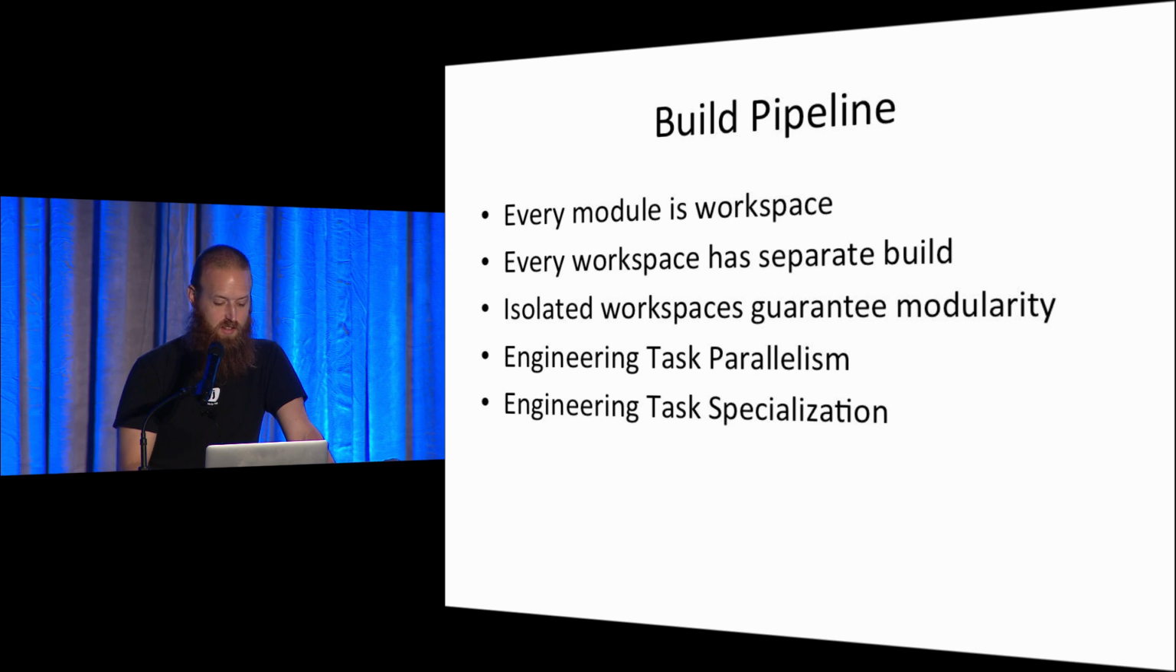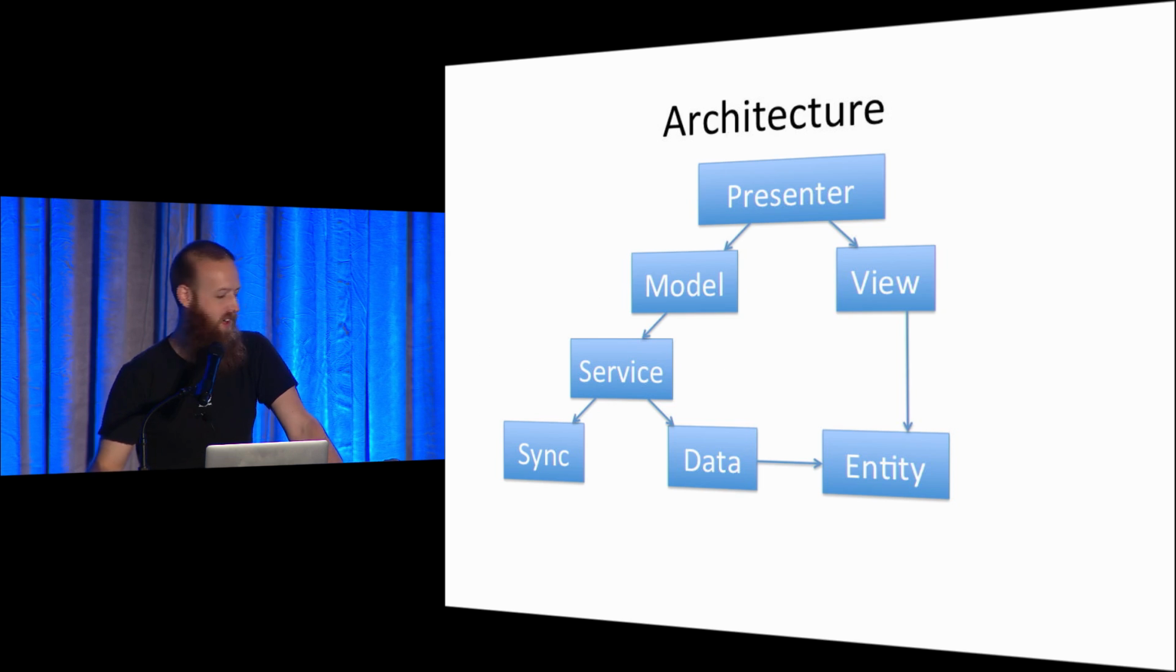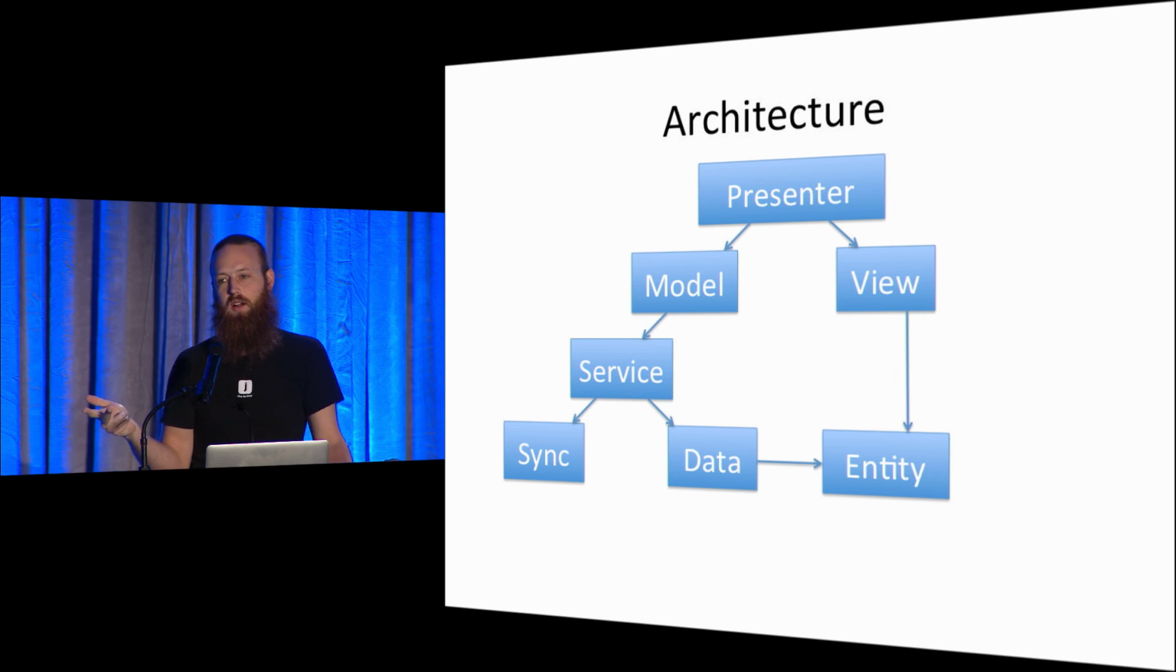The great thing is, let me go back to my architecture slide real fast. Because of this architecture, we have some really nice engineering task parallelism available. When we are building the inbox component, we have 3 different pieces that can be independently worked on. Once we've identified what our entities are going to be, separate engineers can work on the view, the data, and the sync components, and those are the 3 things that take the longest to do.